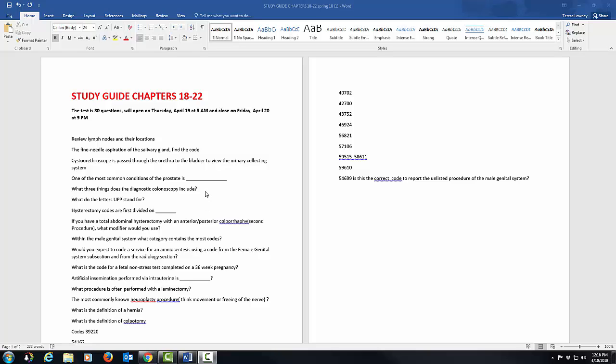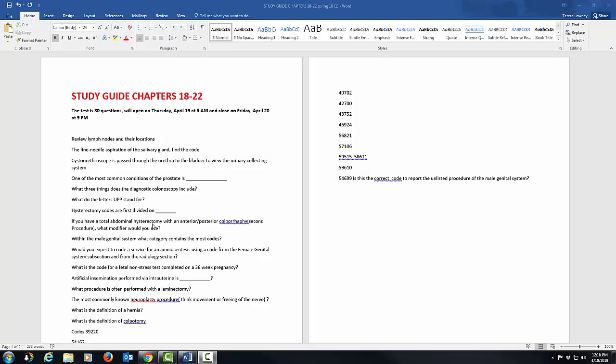What three things does a diagnostic colonoscopy include? Think the extent of the colonoscopy. So there's three elements to it, and you have to have all three to consider it a diagnostic colonoscopy. What do the letters UPP stand for? Hysterectomy codes are first divided on what?